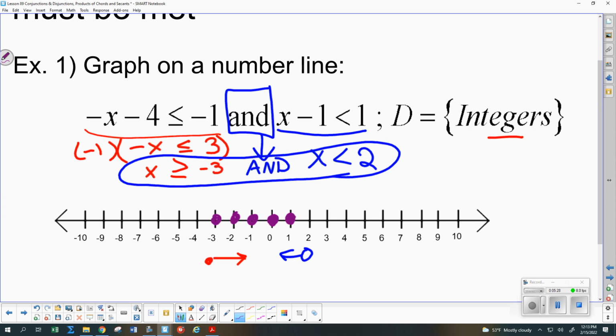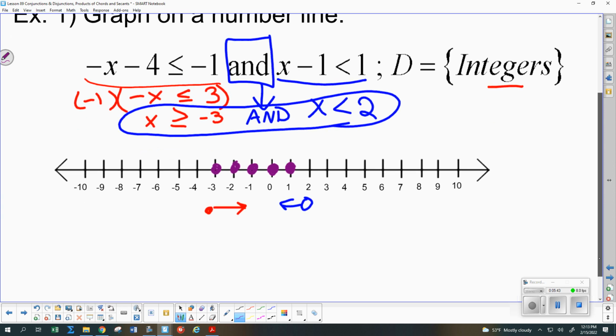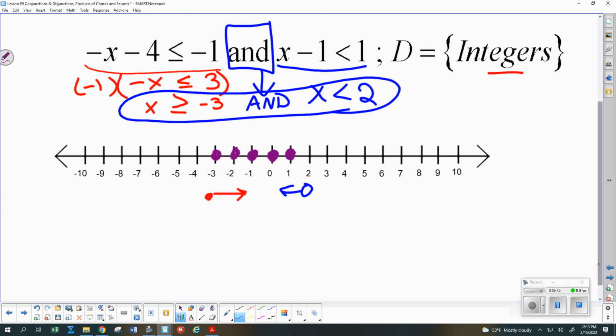Looks good to me. Remember, we don't do open circles on the dot graphs, just on the ones where we're doing real numbers. These three numbers are bigger than or equal to -3 and at the same time less than 2. Questions on that? One last thing I'm going to show you about this one. I could turn this x is greater than or equal to -3 around and say -3 is less than or equal to x, right?